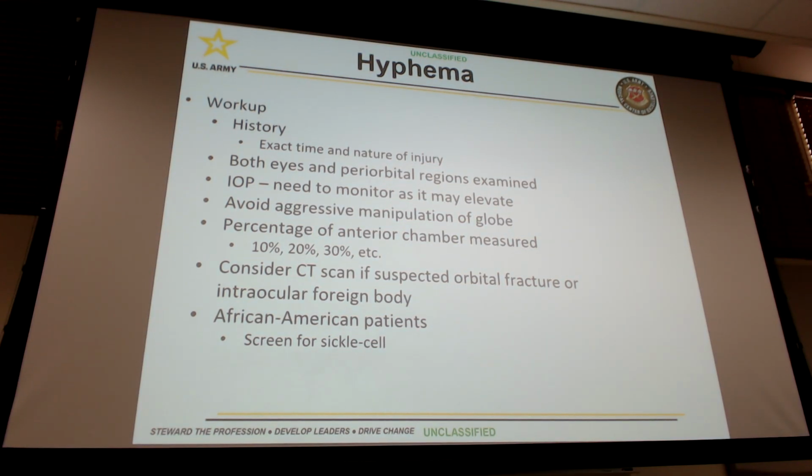Okay, histories for these patients, figure out what happened, when it happened. It's going to be due to some sort of trauma. Okay. Got to evaluate the patient's intraocular pressure. Why do you think that would be important?